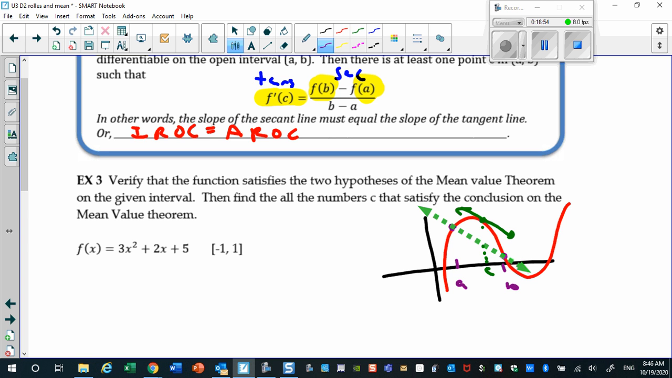So with mean value theorem, if you don't want to memorize both of them, you can just memorize mean value theorem. Or you need to know what Rolle's is, because sometimes I'll ask what is Rolle's, or use Rolle's, but if I don't say it, you can use mean value theorem.